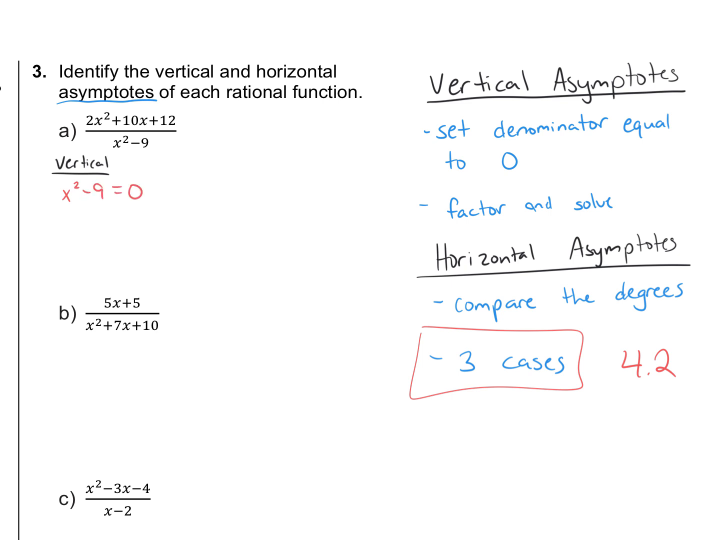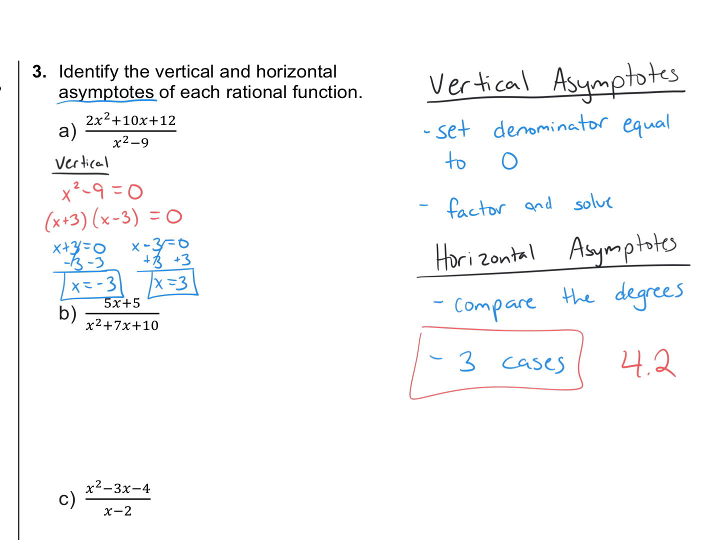Okay, sometimes we may have to factor and solve. Yes. I have to factor, right? How do I factor? (x plus 3)(x minus 3) equals 0. Now how do I solve? You set those equal to 0. Over here I subtract 3, so I get x equals negative 3. Here I add 3, so I get x equals positive 3. So those are my vertical asymptotes.